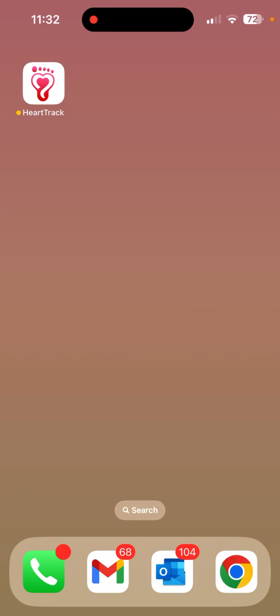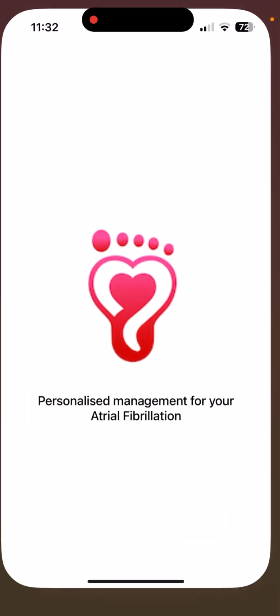Hi everybody, I'm now going to demonstrate this app called HeartTrack, which we are developing for iOS users to be able to measure the impact of their atrial fibrillation, but also hopefully make better treatment decisions.